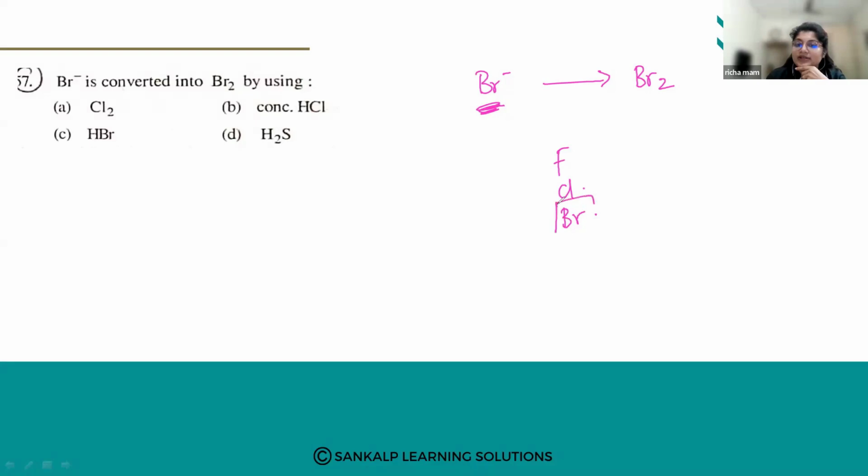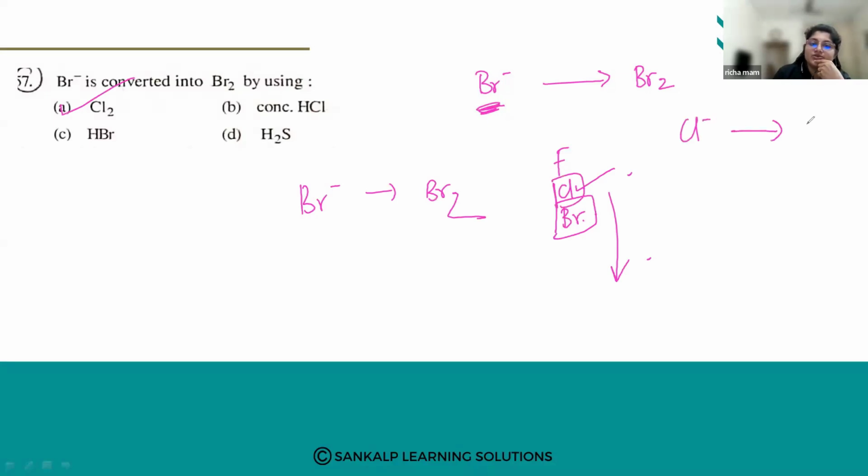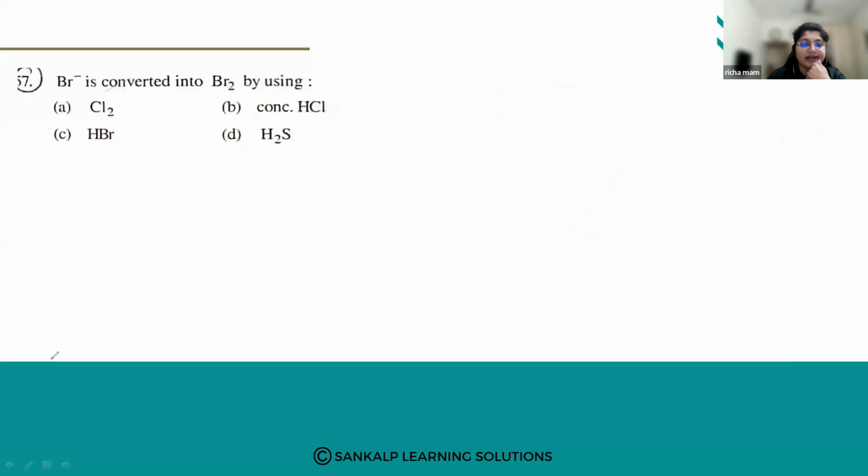Now I want to oxidize Br minus. Which am I going to use? I am going to use Cl, because the tendency to undergo oxidation increases as you go down the group. So if I want to convert Br minus to Br2, you can use Cl2. If I want to convert Cl minus to Cl2, I'm going to use fluorine. So you have to use the above placed halogen, not the below, because as you go down, the tendency to undergo oxidation will increase.